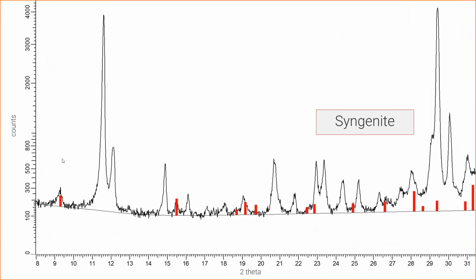And to see such low concentrations of these minor phases like syngenite, it is important to have a certain data quality. You need a low noise level, you need a low background at all, and you also need a flat background to be able to quantify even low concentrations of this phase.